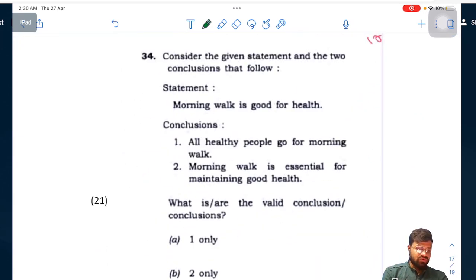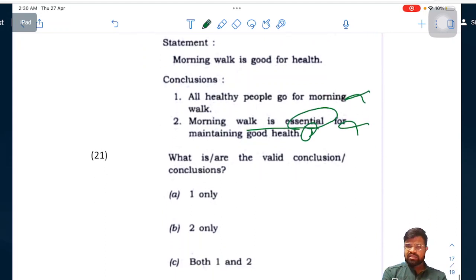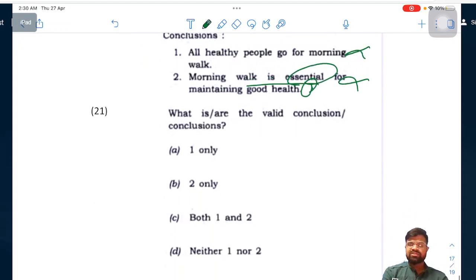Morning walk is good for health. All healthy people go for morning walk. This cannot be conclusively said from the statement. Morning walk is good, but not essential. There is a difference between good and essential. Essential means very much important, and good is something that will aid something.